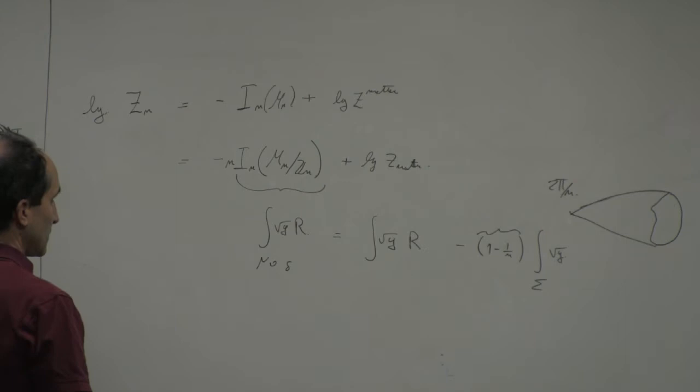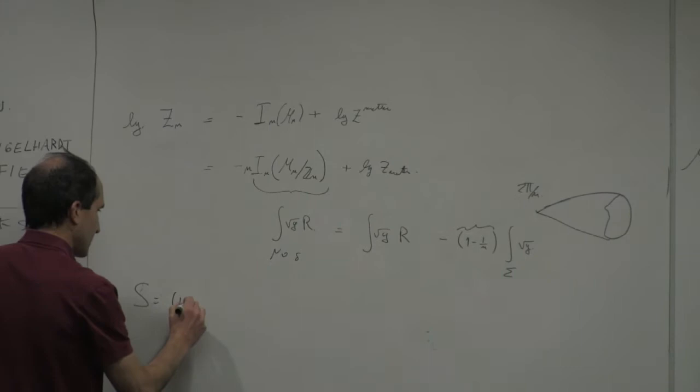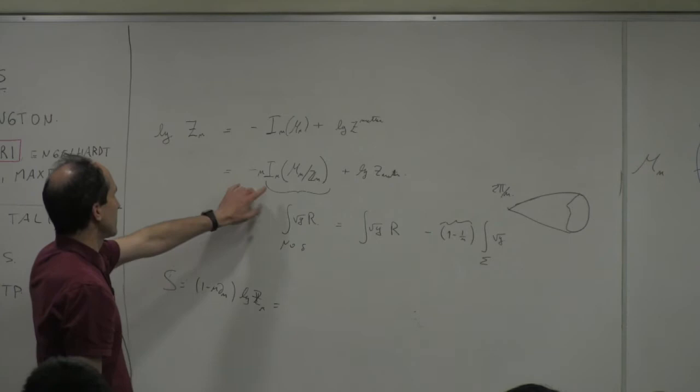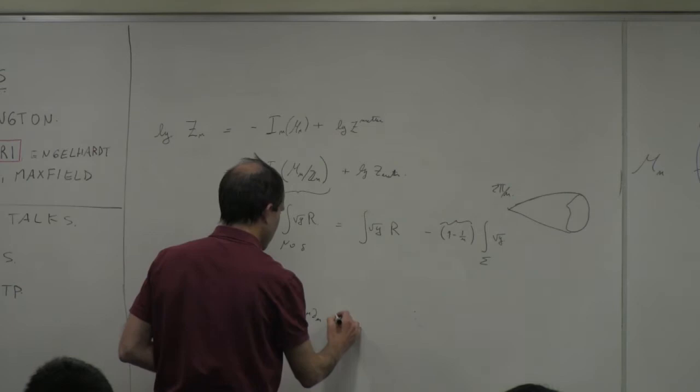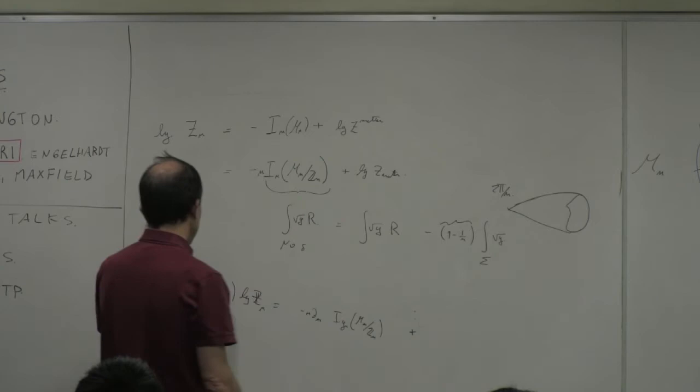Now, when we apply the formula for the entropy, 1 minus n dn of log of Z_n, this right hand side, when we act on this, this n pulls out and cancels this one. So we'll now have the minus n dn of the gravitational action of this form, so I gravity on this manifold M_n over Z_n with the cosmic brane inserted. And we are interested in computing this for n close to 1.